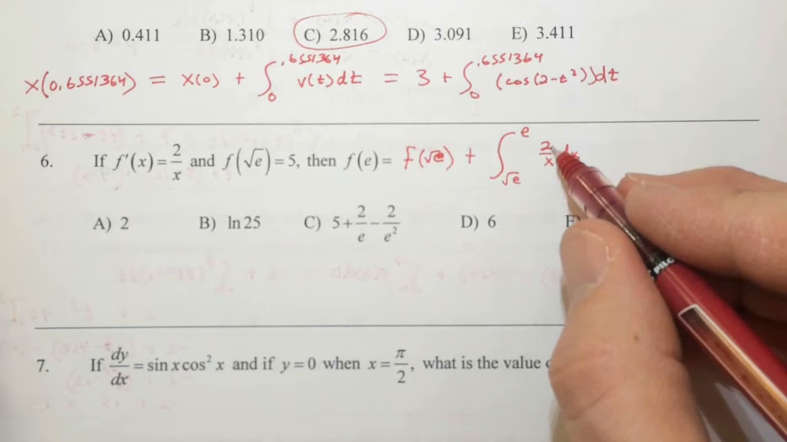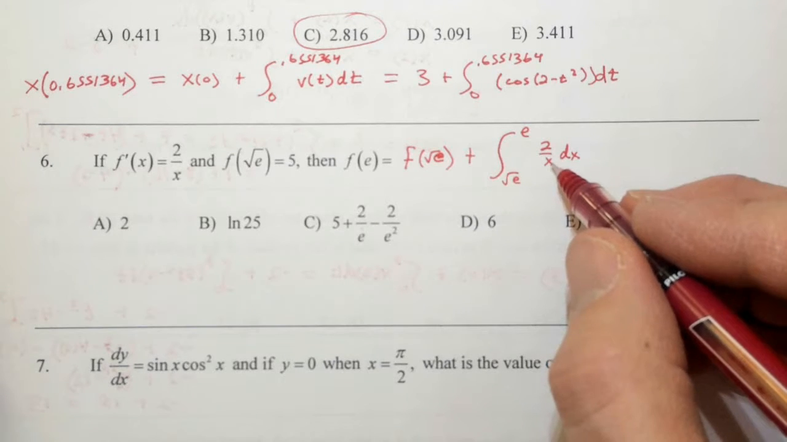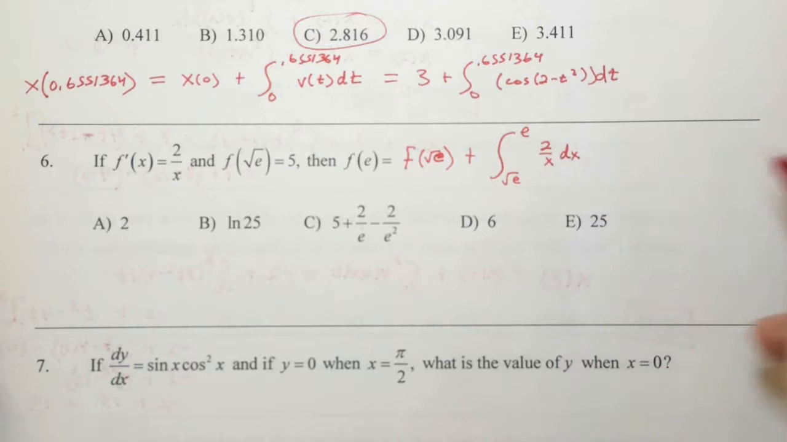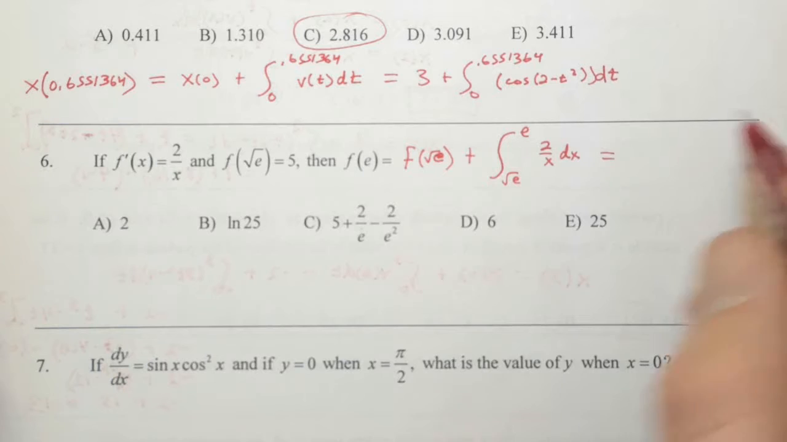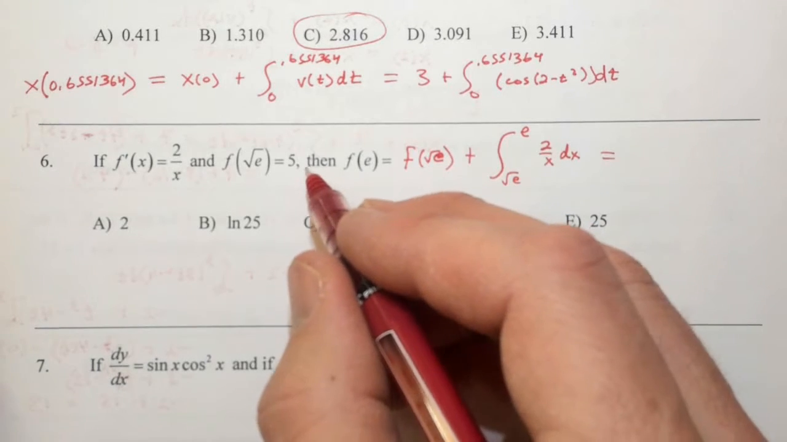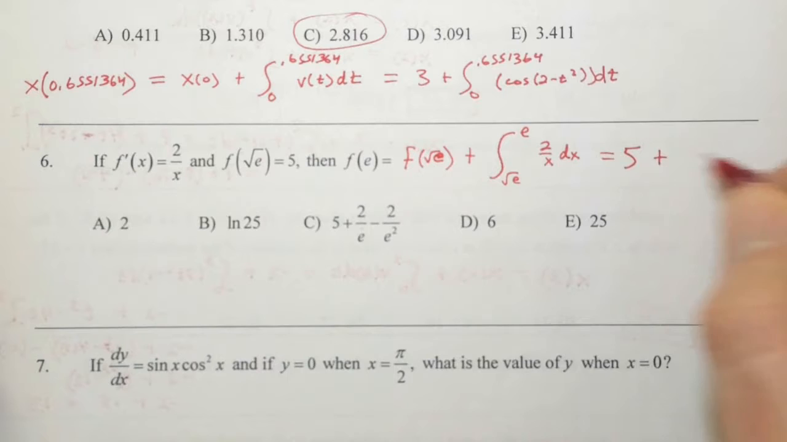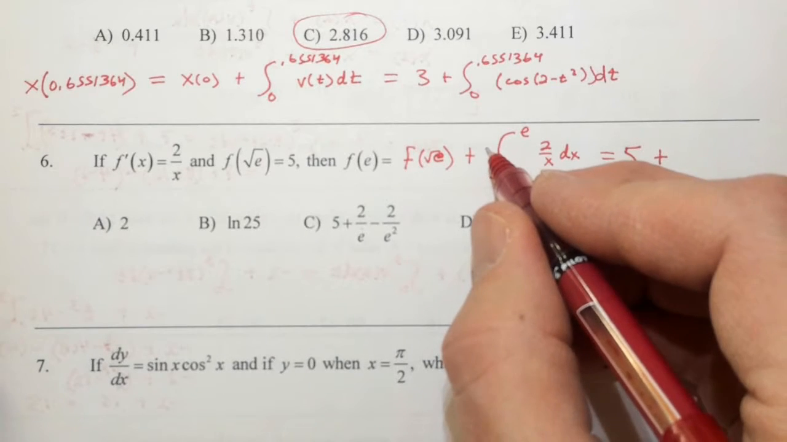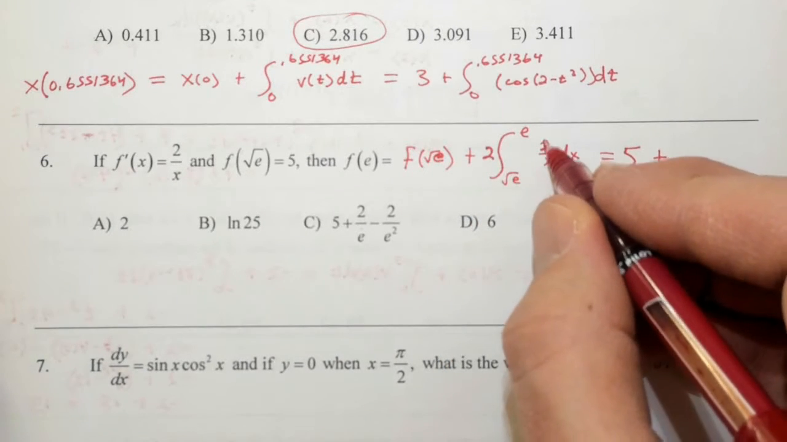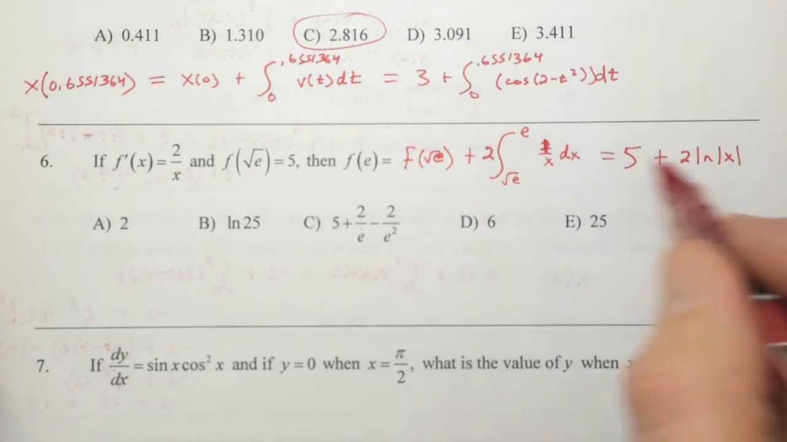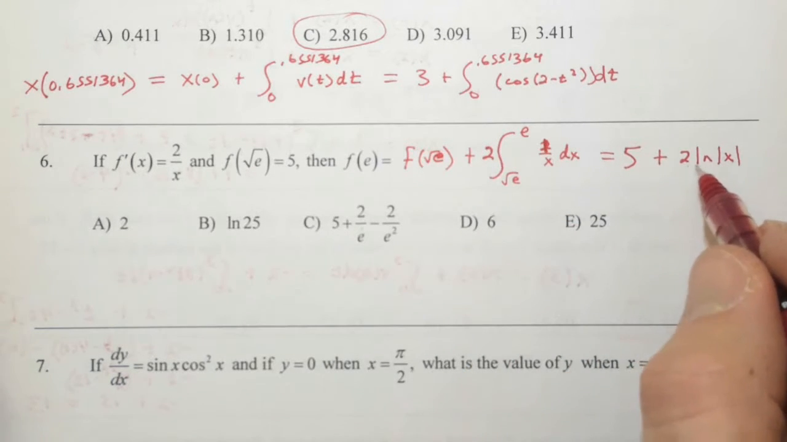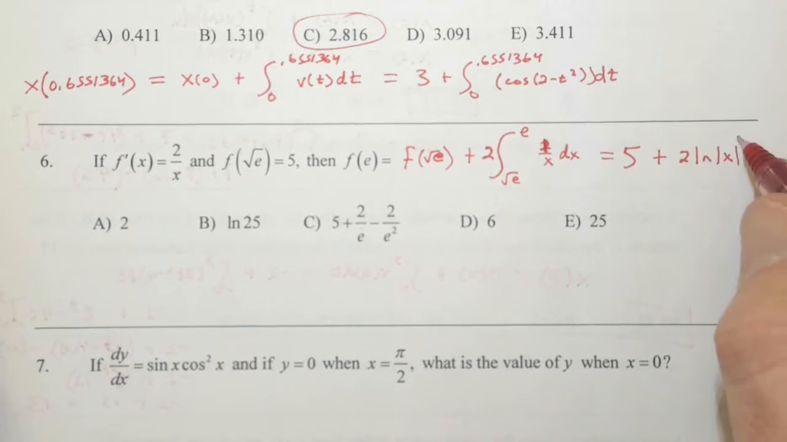So 1 over x is the natural log of x when anti-derived. This is 2 over x, so this is going to become 2 times the natural log of the absolute value of x. So f of the square root of e, we're told, is 5. So we have 5 plus, and then again, that 2 is a coefficient. So in essence, you can put that 2 out front if you want, and then just make that a 1, and 1 over x becomes natural log of the absolute value of x. But again, that 2 is still out front. So whichever way you do it, as long as you end up with this as your antiderivative, you're fine. That's being evaluated from root e to e.